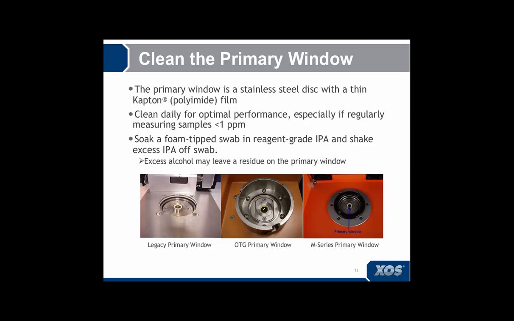And we actually recommend that you clean it daily, especially if you're regularly measuring samples that are less than 1 ppm. And the first thing you do to clean this is to soak a foam tip swab in reagent-grade IPA. And very importantly, make sure to shake the excess IPA off the swab, because if you have excess alcohol, you actually might leave a residue on your primary window.